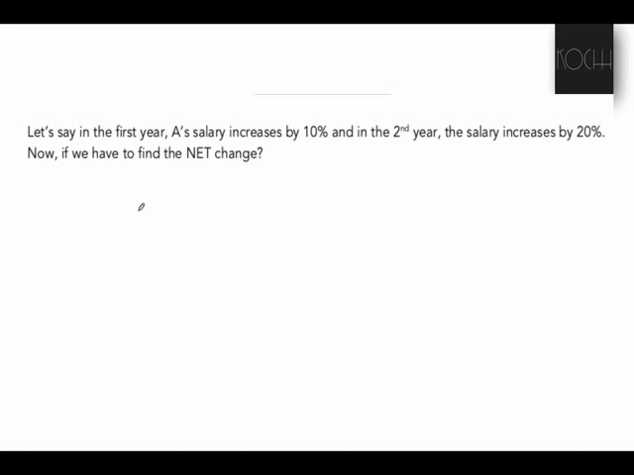Now let us solve this question. A's salary increases by 10% in the first year and it increases by 20% in the second year. Now we have to find the net percent change. It says salary, so there is no constant value mentioned, and instead of taking x or a variable, we take the basic value as 100. So 10% increase would be into 1.10, but we don't mention 0 here. And then again 20% increase would be into 1.2. So the total is 132.